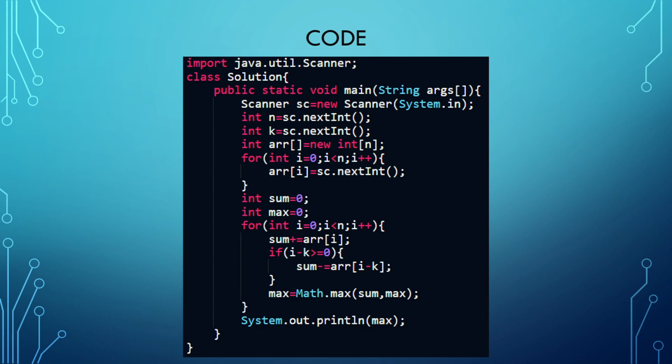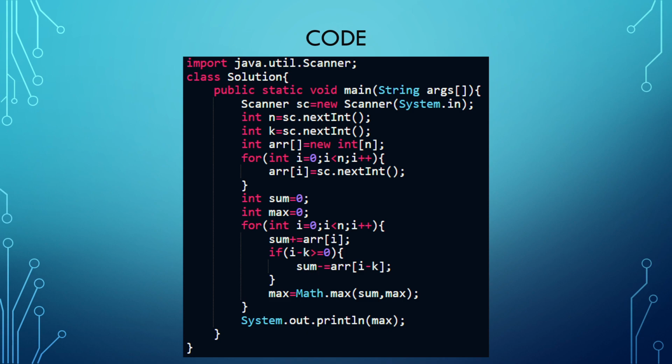And now we are going to read the sales data for all those n days and store it in an array. And for computational purposes, we are going to initialize the sum and max variables to be equal to 0. And now we are going to traverse through each element in the array. For each element, we will be adding the newer value to the sum. That is, first add it to the sum.